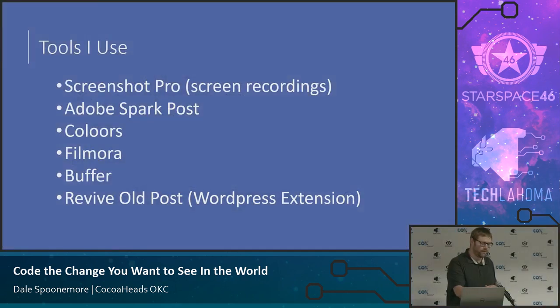I'm moving from Revive Old Post into Buffer for everything. But what Revive Old Post does, it's a WordPress extension, and my site's in WordPress. It grabs any post that I deem with a repost tag and puts those into circulation too. So I'm not always on the hook for creating new content. I can also keep that old content flowing.